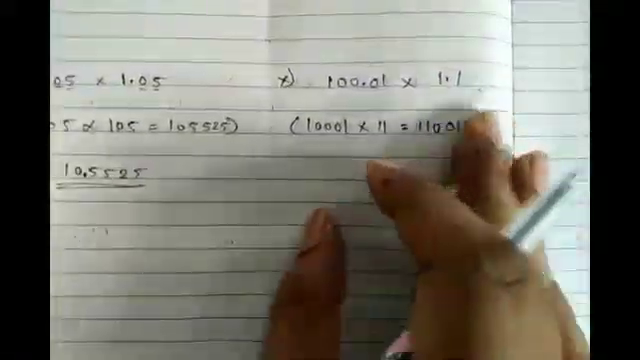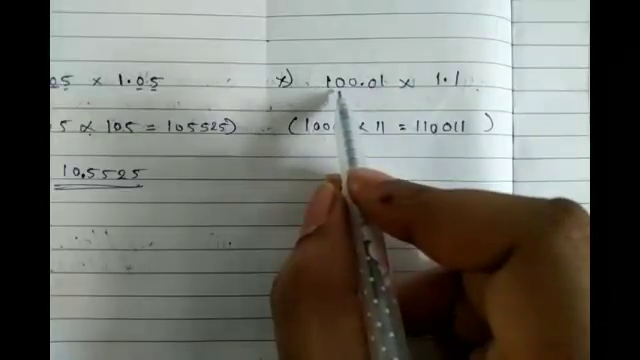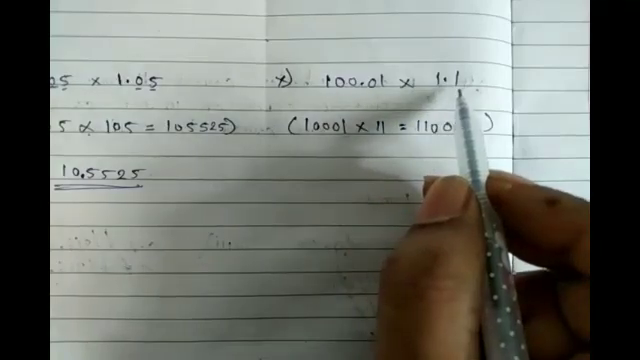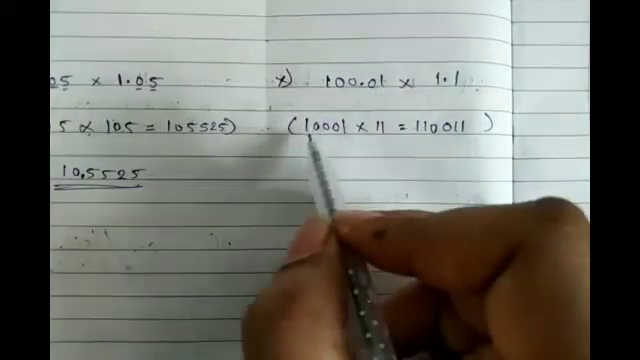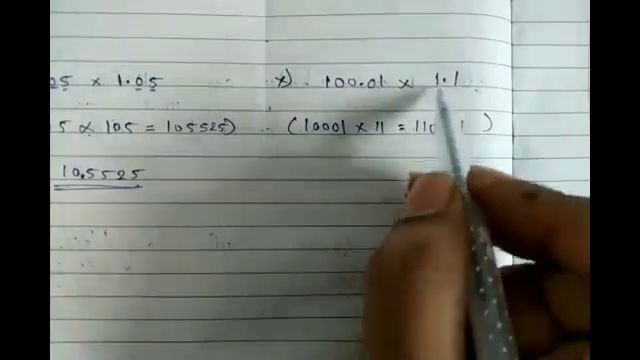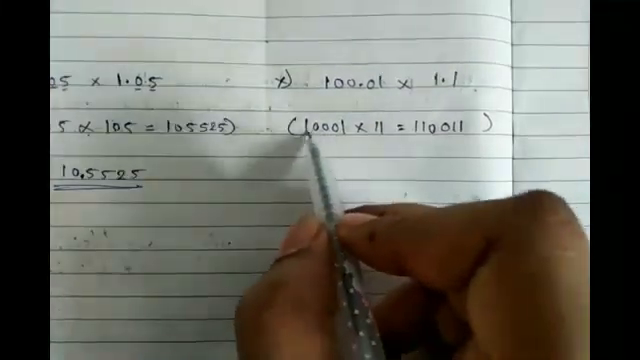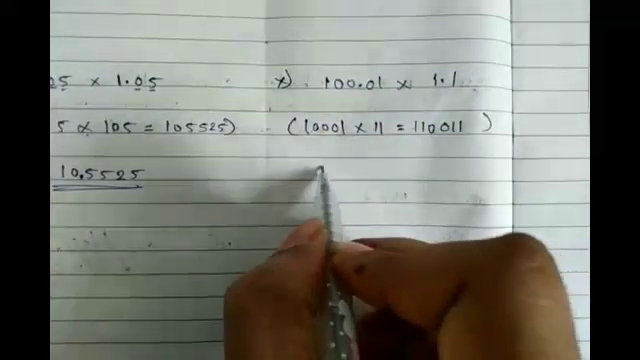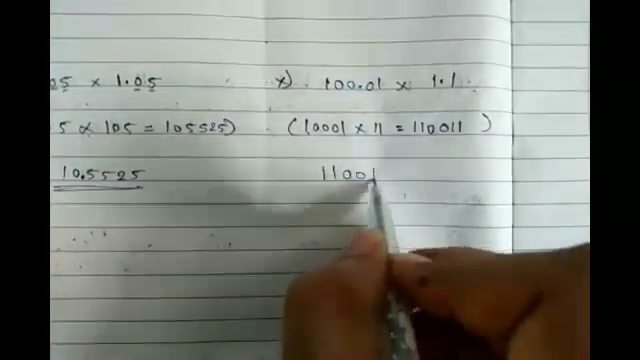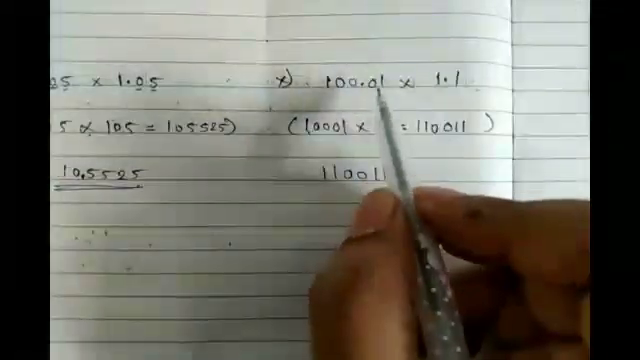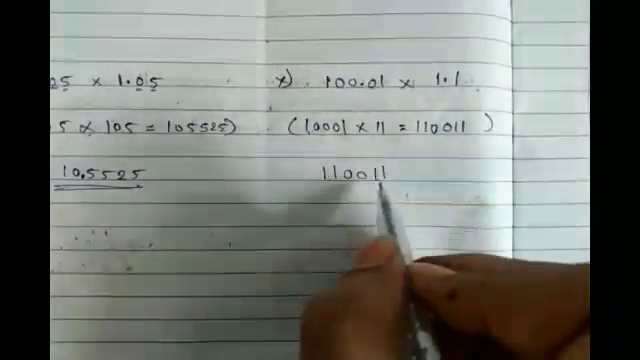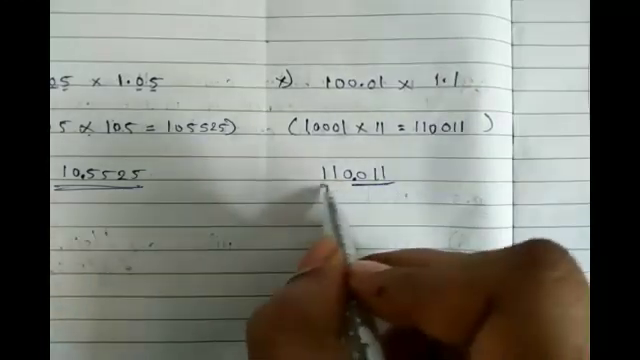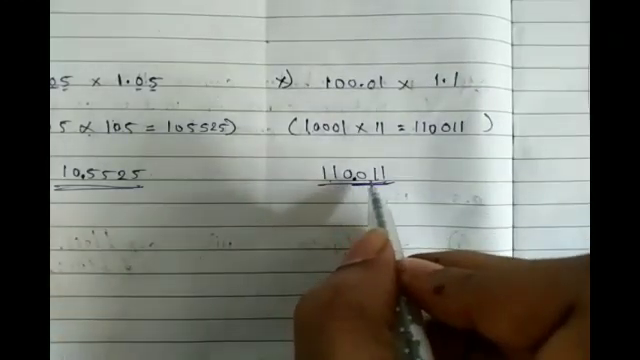Now question number 10. 100.01 multiplied with 1.1. Ignore the decimal, so we write here 10001. Ignore the decimal, so we write here 11. When we multiply both the numbers ignoring the decimal, we get 110011. Now count the digits after the decimal in the question, 1, 2, 3. So we put the decimal after 1, 2, 3. So we need 3 digits after the decimal. So we get the answer 110.011.